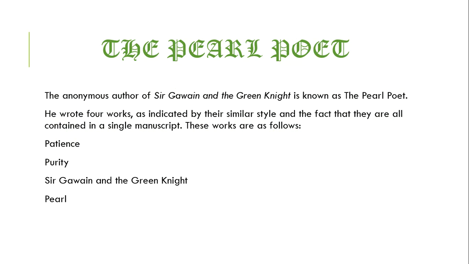Well, we don't know who wrote Sir Gawain and the Green Knight, but you'll see him referred to often as the Pearl Poet. So he's an anonymous author, but we call him the Pearl Poet, and the way he got that name is that one of the four works he wrote is called The Pearl. So we do believe that there are four works written by this author, indicated by their similar style. They're all in a single manuscript. The four works that he wrote are Patience, Purity, Gawain and the Green Knight, and Pearl.